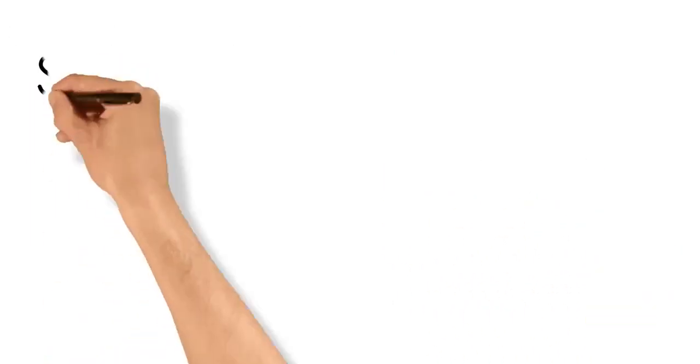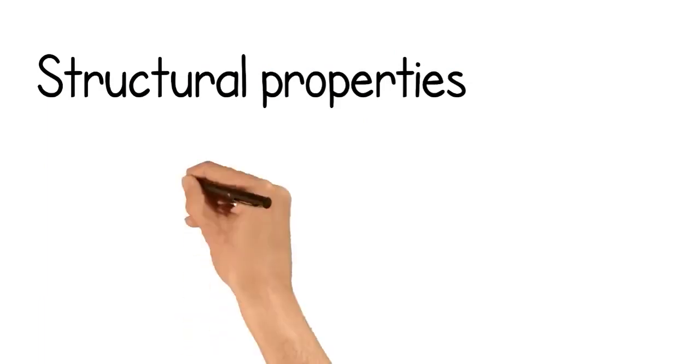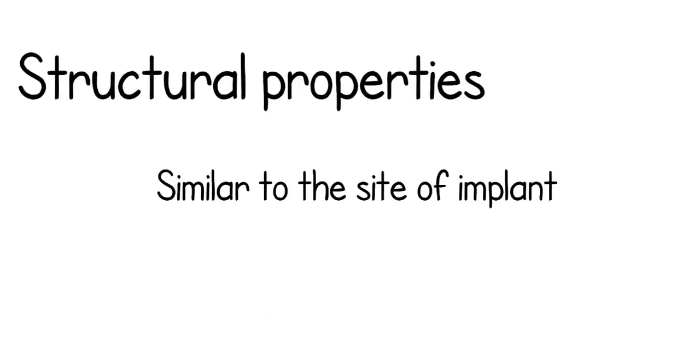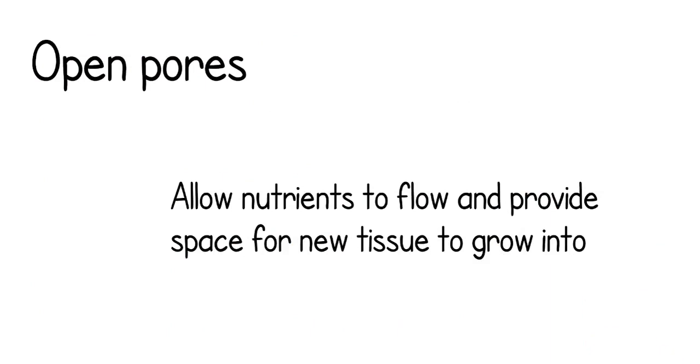The scaffold should also have structural properties like strength and flexibility that are similar to the place it's being implanted into. For example, scaffolds being used to repair bone have to be strong. And finally, the scaffold should have lots of holes known as pores to allow for the movement of nutrients and to also provide space for new tissue to grow into.